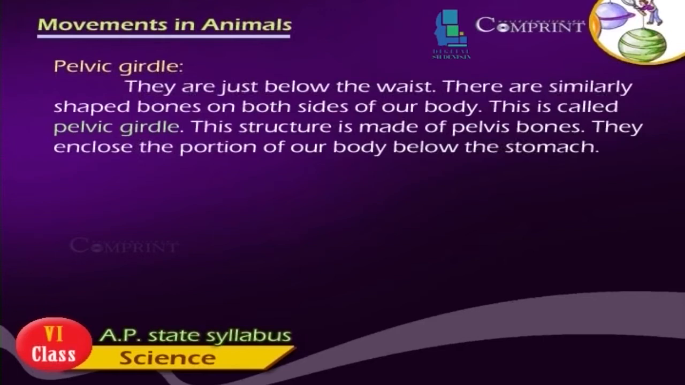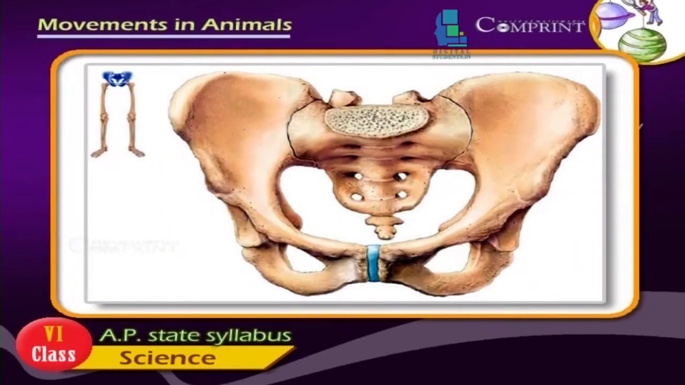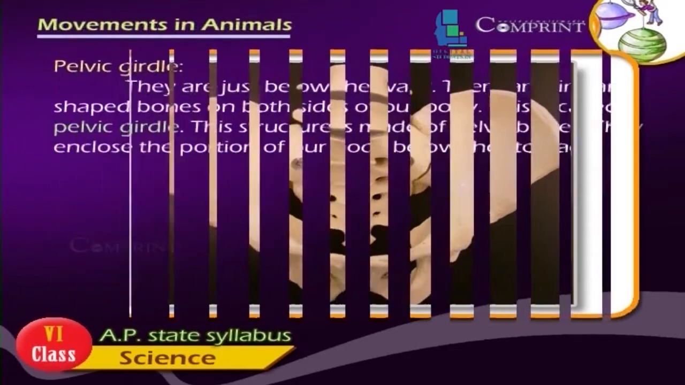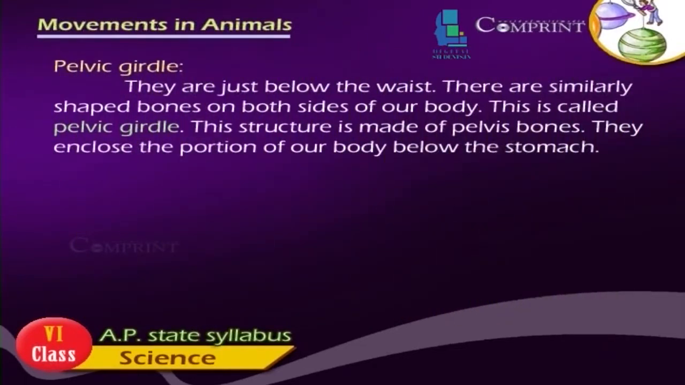Pelvic girdle. They are just below the waist. There are similarly shaped bones on both sides of our body. This is called the pelvic girdle. This structure is made of pelvis bones. They enclose the portion of our body below the stomach.